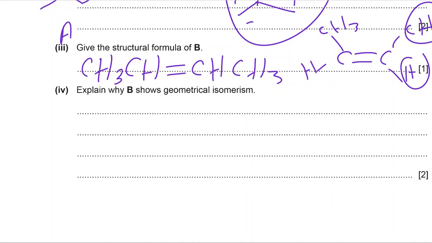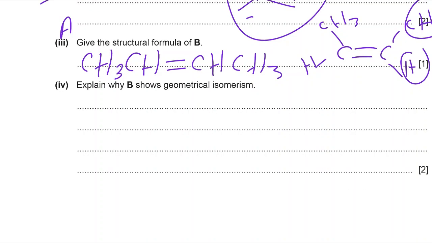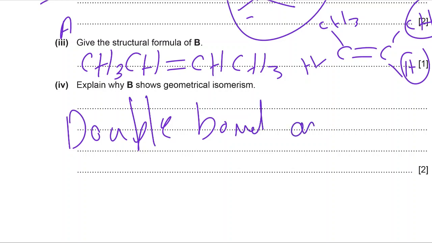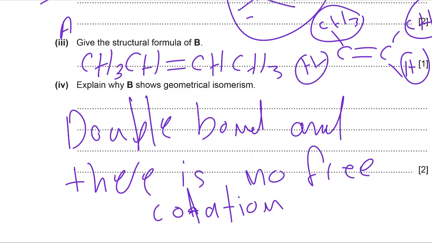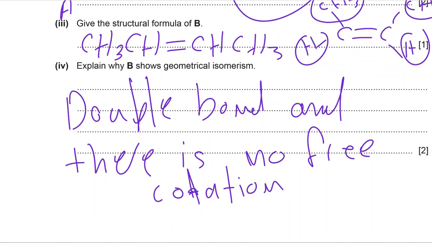Here, explain why B shows geometrical isomerism: because you have a double bond, so there is no free rotation. The double bond prevents free rotation between the CH3 and H, so they will not change their places. Always you will have CH3 at this side and this hydrogen. If you have another arrangement, that means you have the other isomer.